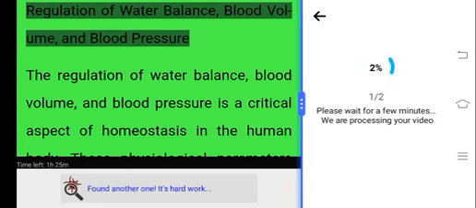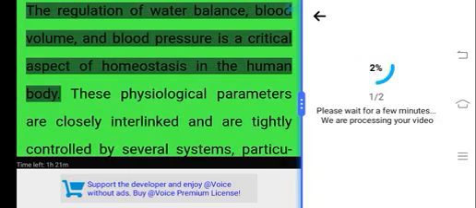Regulation of water balance, blood volume, and blood pressure. The regulation of water balance, blood volume, and blood pressure is a critical aspect of homeostasis in the human body.